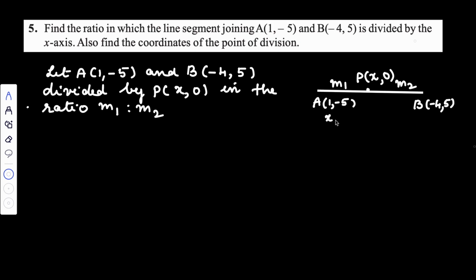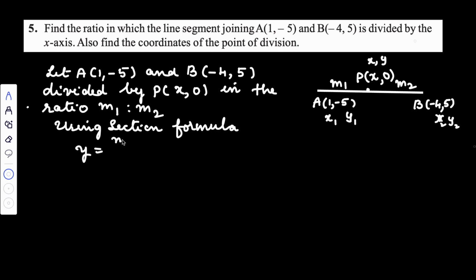Now here this is x1, y1, x2, y2. This is x and y. The ratio is what we require to find. If we use the x coordinate, we don't know x and we don't know the ratio, so we can't use the x coordinate in the section formula. But the y value we know, it is given as 0. So we should go for the y coordinate. So using the section formula, y is equal to (m1 into y2 plus m2 into y1) divided by (m1 plus m2).